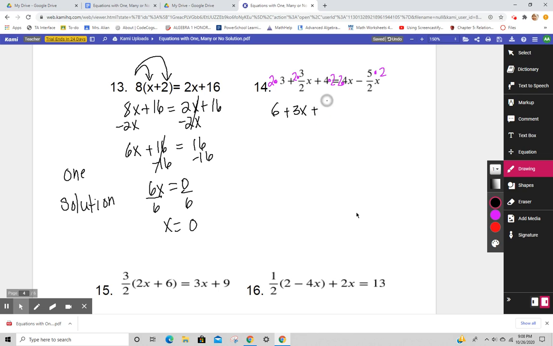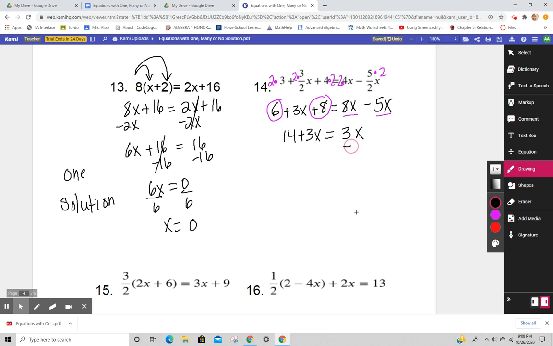Plus 4 times 2, that's 8. 2 times 4x is 8x. And 5 times 2 is 10, divided by 2 is 5x. Okay, we got rid of the fractions. Now, we can combine like terms. You see this is 8x minus 5x. We can put these together. We can also put these numbers here together on the left, giving us 14 plus 3x on this side, and 8x minus 5x is 3x on this side.